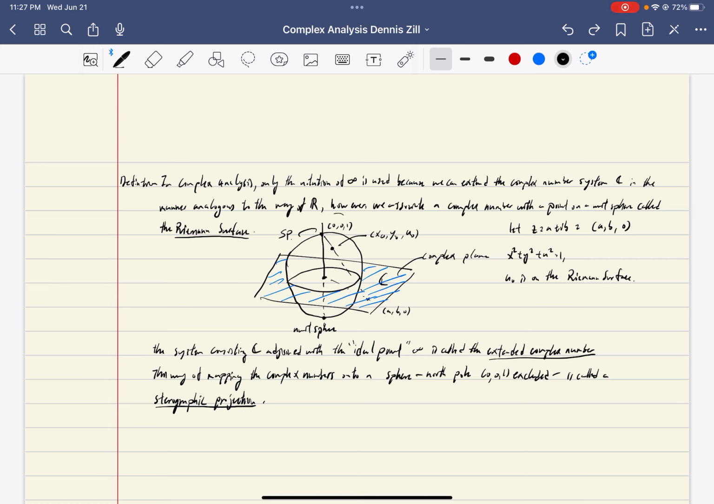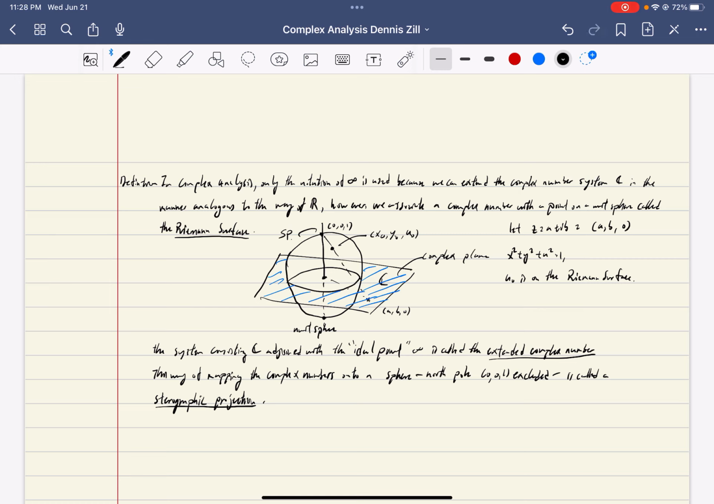So this is the North Pole, right? It is (0, 0, 1). Let z equal a plus ib, and then we write in this coordinate system (a, b, 0), right? This sphere is defined as x squared plus y squared plus u squared equal to 1. Then this is the u-axis, really. And this is the complex plane, right?